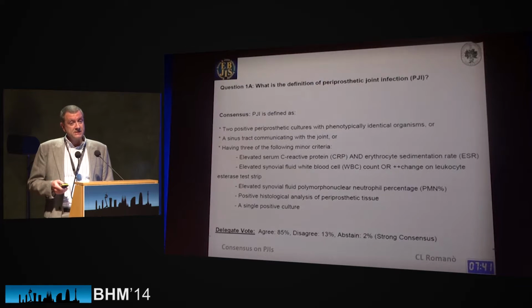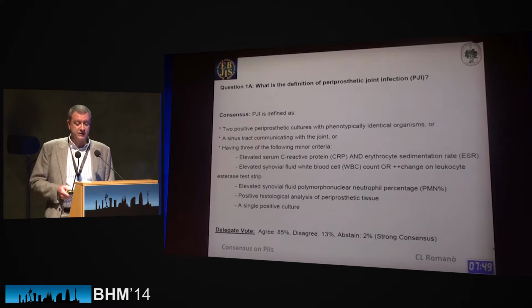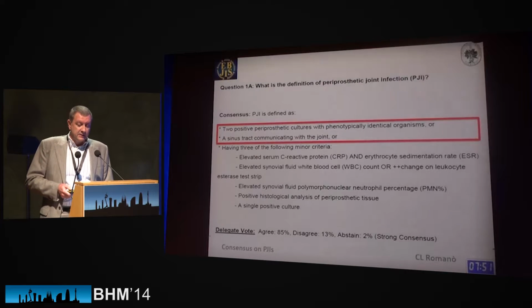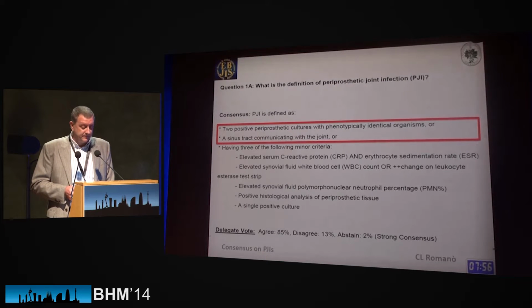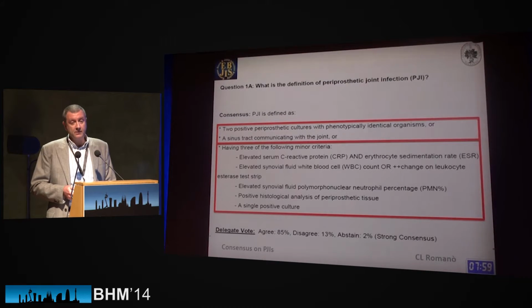And which is this message? Is this scientifically sound? Not always. For example, question 1, what is the definition of periprosthetic joint infection? Very easy. The consensus has defined periprosthetic joint infection with 2 major criteria, or with at least 3 minor criteria out of 5. But why 3 and not 4 or 2? What is the scientific basis for identifying these minor criteria and not others? We don't know.